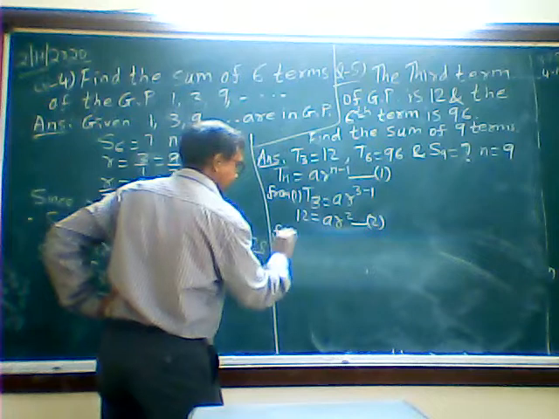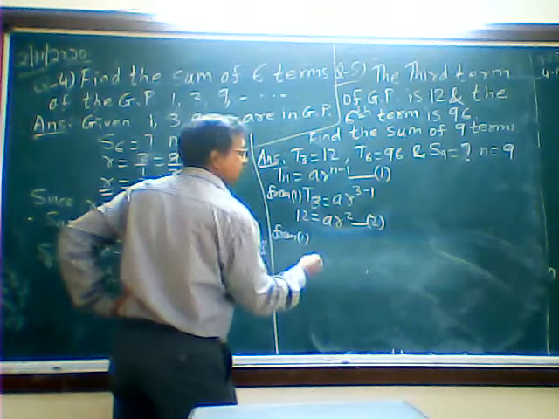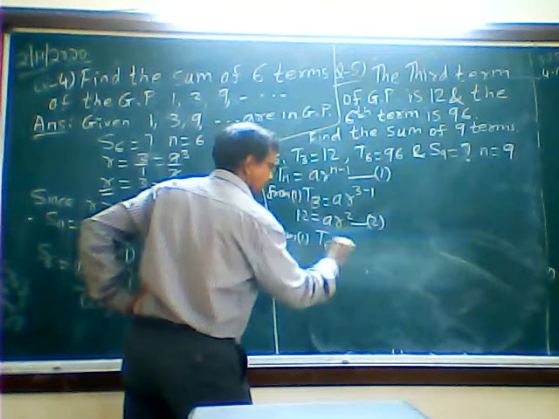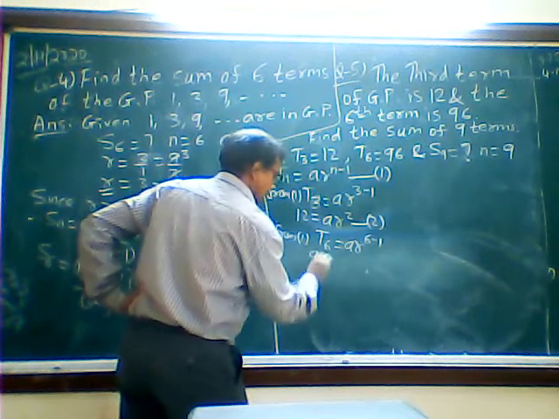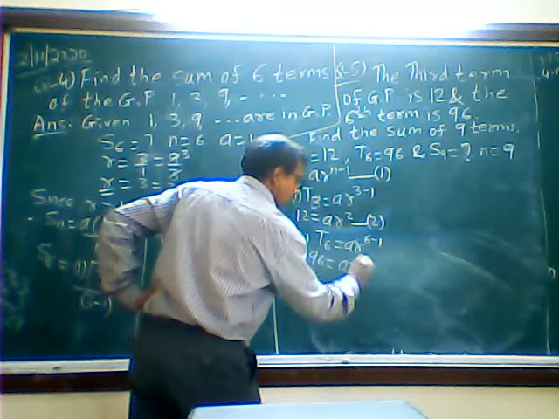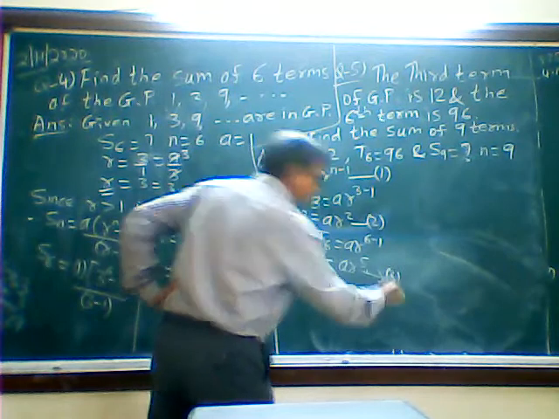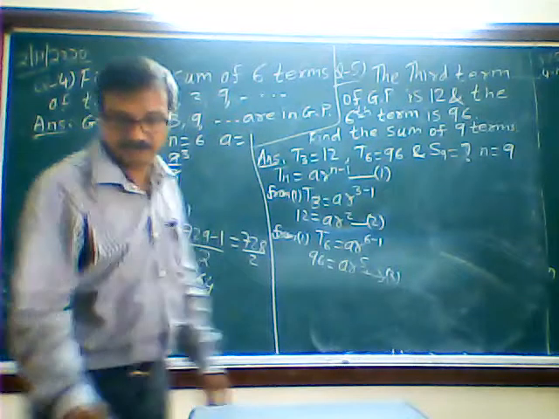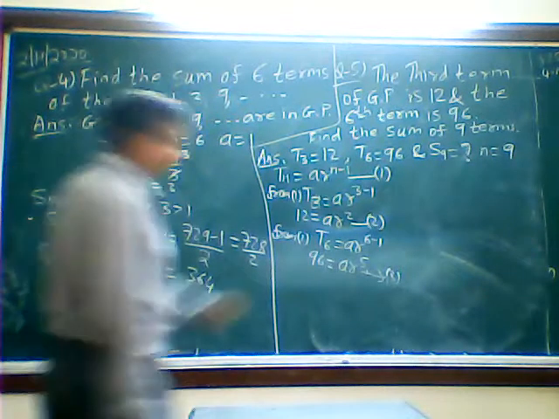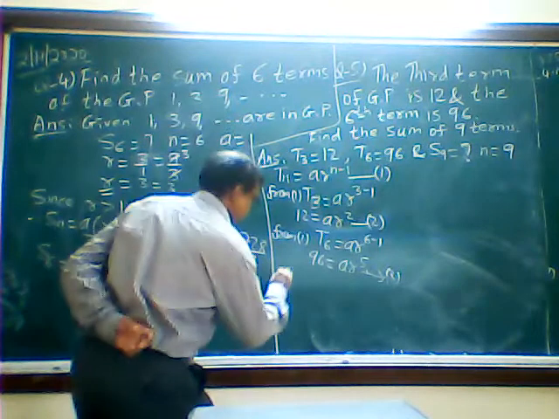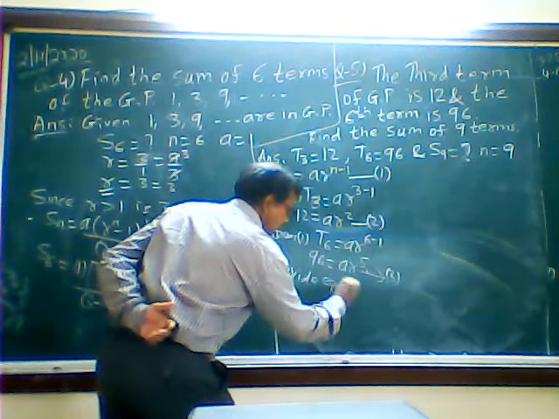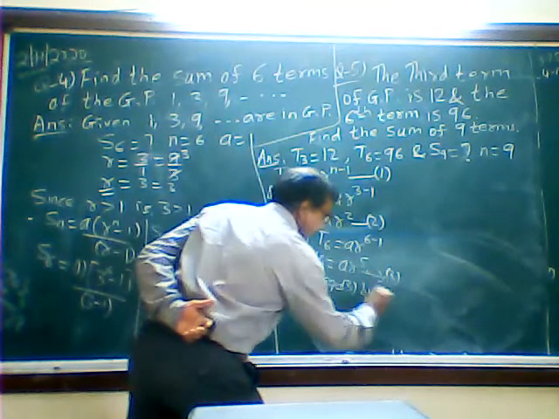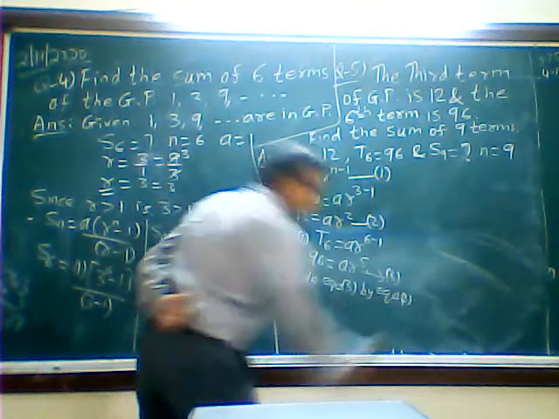Then again from 1, T6 is A r raised to 6 minus 1. T6 is 96, so 96 is equal to A r raised to 5. This is equation number 3. Again the same procedure, we will divide equation 3 by equation 2.